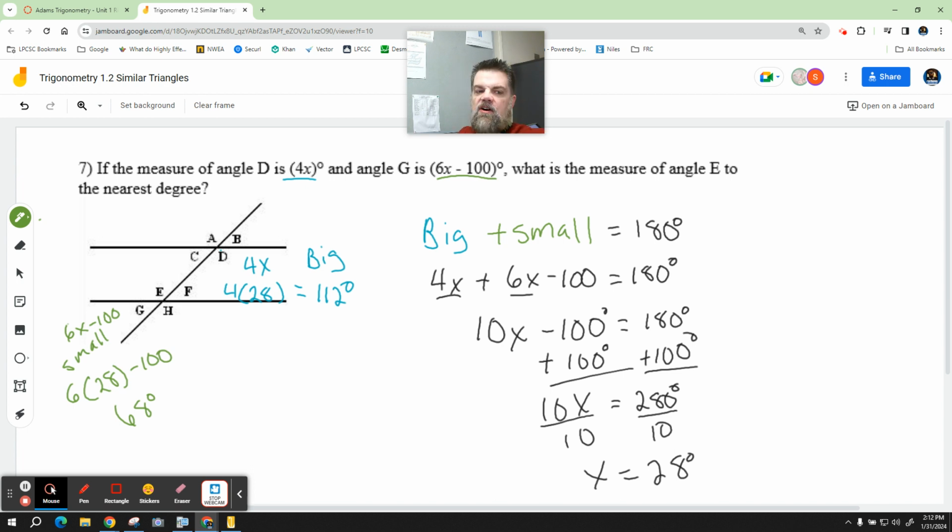Now really what they just wanted to know was the answer for E. So now that we know what the big one is and now we know what the small one is, what would you say E is? Big or small? Big. And big equals big, so what's E? 112. See how that works?